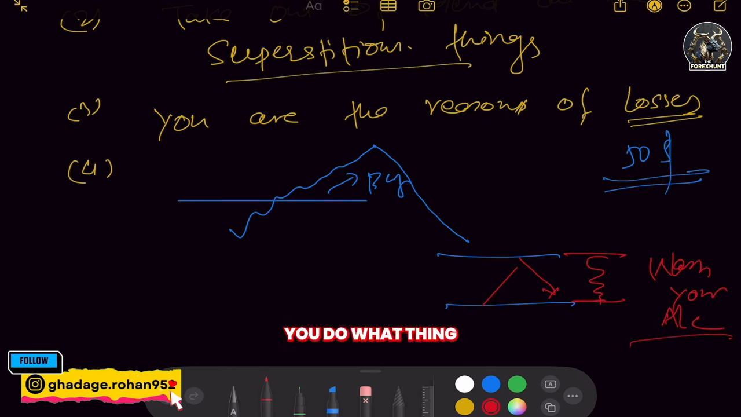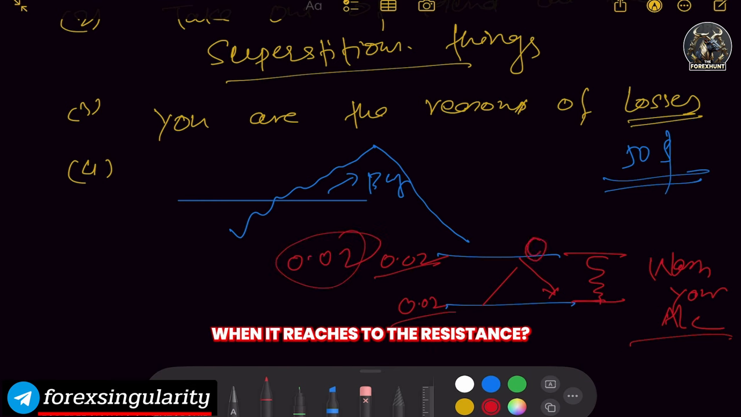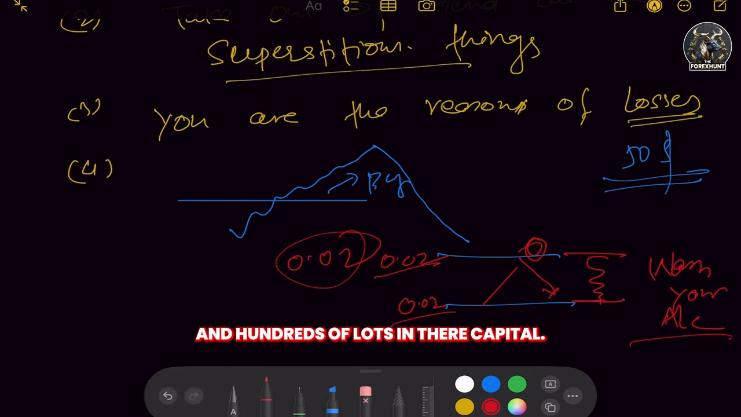You do one thing, you have used a particular 0.02 lots. This is fine. In a $50 account, you can survive for 10 to 20 minutes. But do you do one thing? You press 0.02 when it reaches the resistance, but you have marked. You don't need to mark. These are not the support and resistance where the market plays. The market is not an idiot. The players with billions of dollars are not idiots that they look to a support, look to a resistance and go for a buy or a sell with billions of dollars and hundreds of lots in their capital. No.